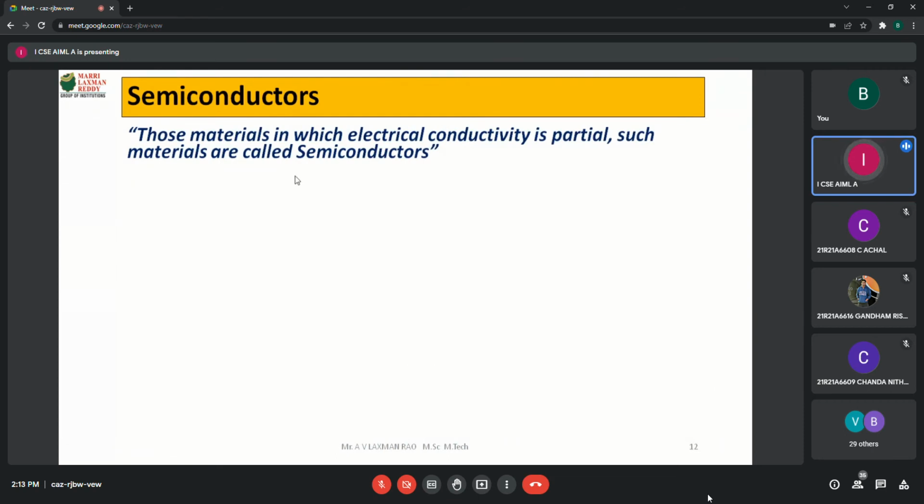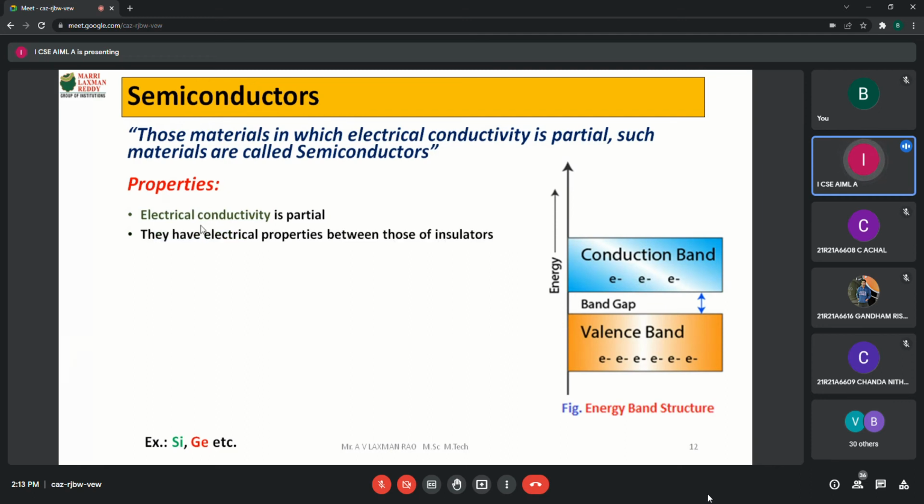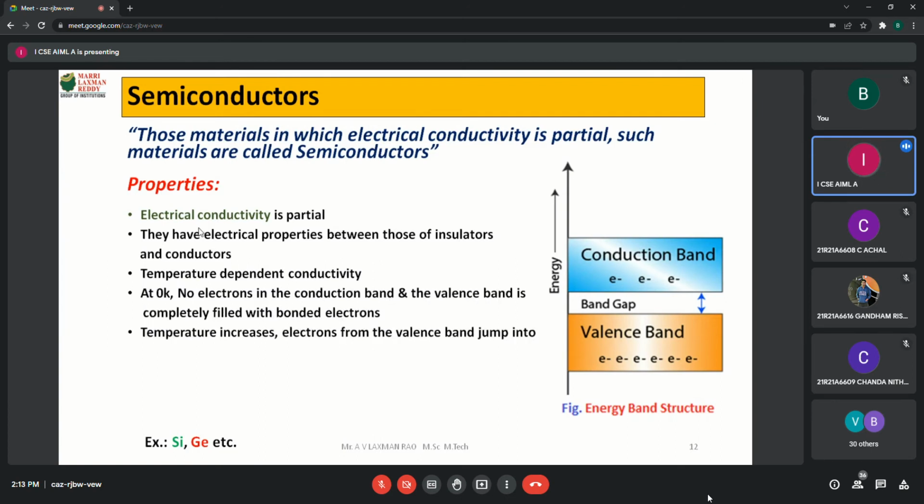Definition of semiconductor: those materials in which electrical conductivity is partial, we call such materials semiconductors. The energy band gap of semiconductors can be drawn like this. Partial means the gap is not as high as the insulators and not as low as the conductors; it is in between. These are the properties: electrical conductivity is partial, and the energy band gap is in between the conductors and insulators.